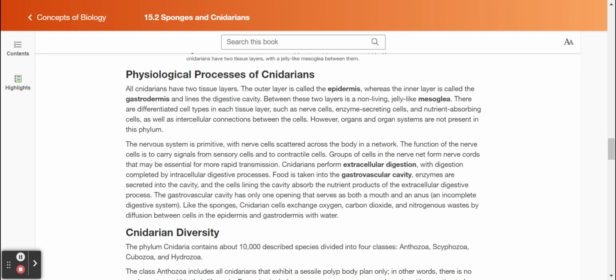Cnidarians perform extracellular digestion, with digestion completed by intracellular digestive processes. Food is taken into the gastrovascular cavity, enzymes are secreted into the cavity, and the cells lining the cavity absorb the nutrient products of the extracellular digestive process. The gastrovascular cavity has only one opening that serves as both a mouth and an anus, an incomplete digestive system. Like the sponges, cnidarian cells exchange oxygen, carbon dioxide, and nitrogenous wastes by diffusion between cells in the epidermis and gastrodermis with water.